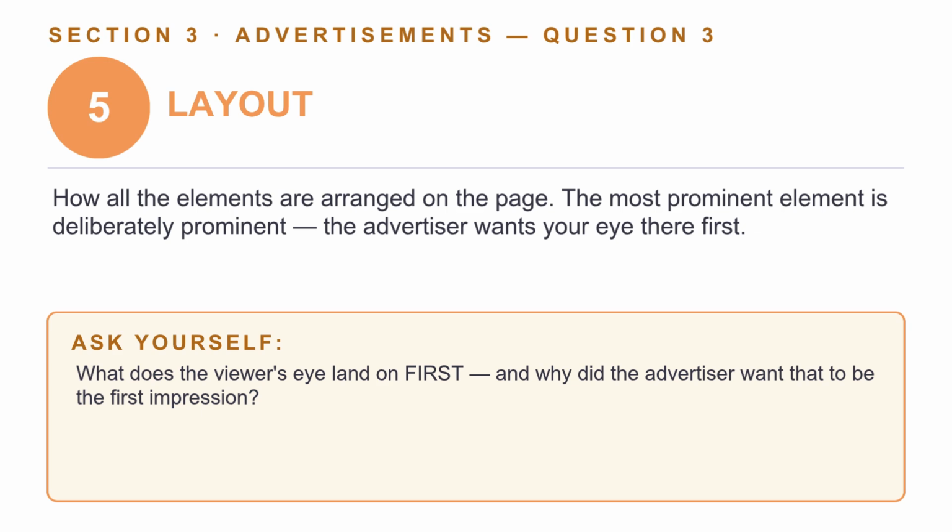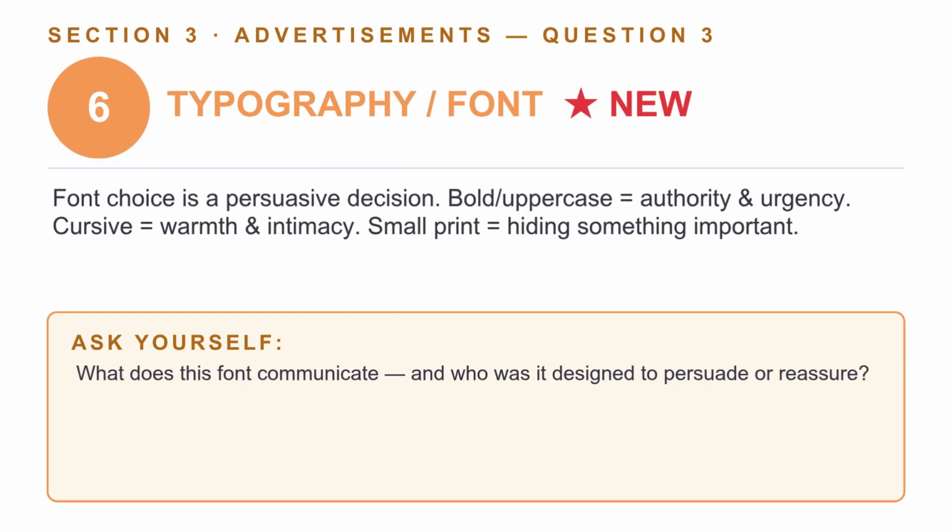Follow that argument. Element number 6, typography, which means font choice. This is an element many learners overlook entirely, and that is a costly mistake because examiners test it differently. Bold, uppercase fonts communicate authority and agency. They demand your attention. Cursive or handwritten fonts signal warmth, intimacy, and personal connection. They want you to feel like this was written just for you.